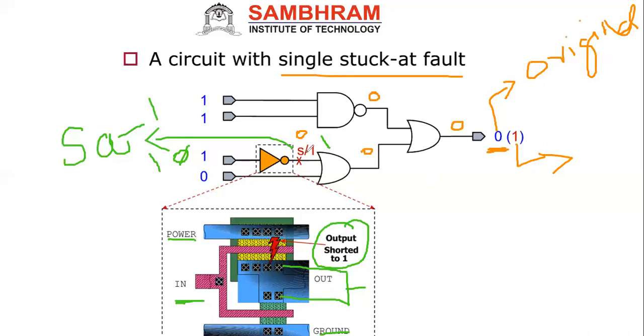Now, if there is a stuck at fault here, this output will get the fault. Due to this, this also will get the fault. So what do we have to do? To correct this, from the output, we have to propagate the value from the output to input. For that, one more method is there, how to do that.